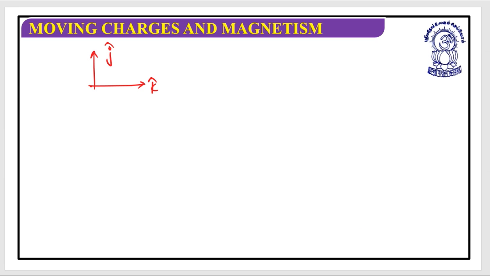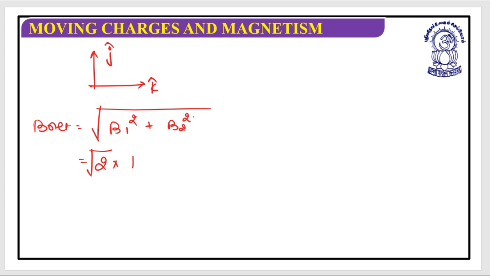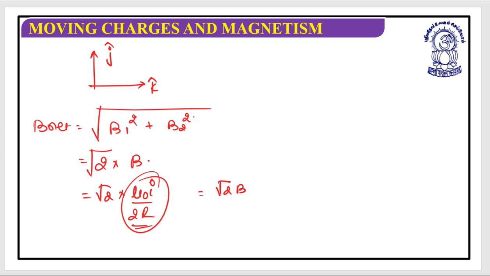This is perpendicular to each other, so B net is equal to root of B1 square plus B2 square. As these two are same in magnitude, this is root 2 times mu naught I by 2R, and they have written mu naught I by 2R as B, so root 2 times B is the final answer. This is B net. I hope this is clear.